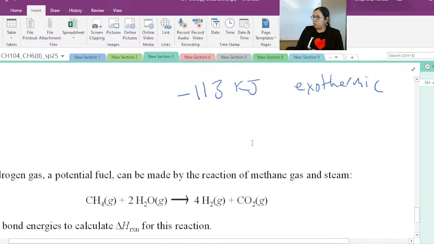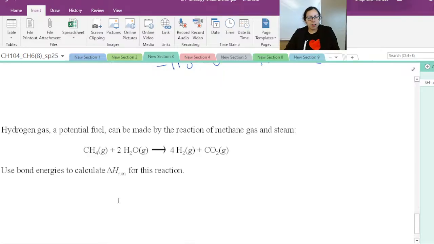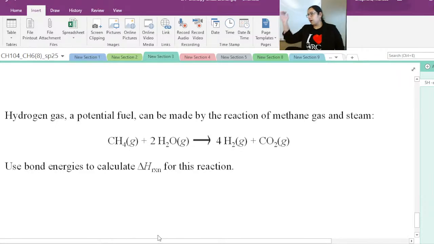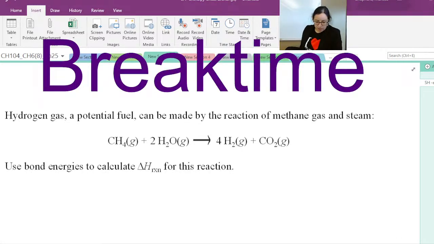All right, so that's a good point for a break. So I'm going to leave it here. We'll pick back up with this problem, and we'll repeat that same process. I would draw out your methane, your 2 waters, your 4 hydrogens, and figure out who was broken and who was formed. But all right, we'll take our break.